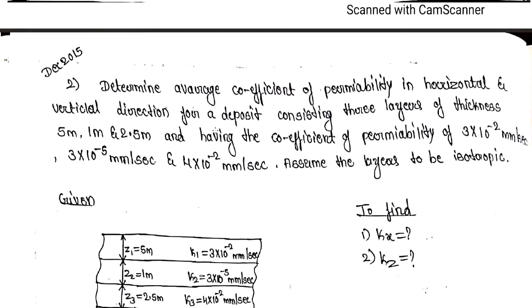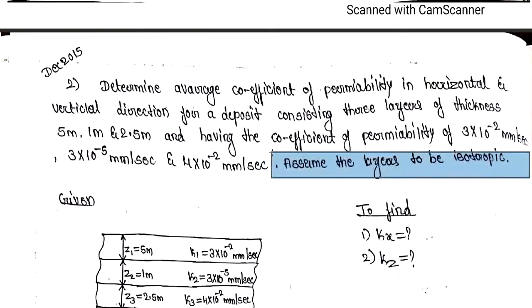In the same way, I am going to solve the example from the 2015 question paper. In which they say: determine the average coefficient of permeability in horizontal and vertical direction for a deposit consisting of three layers. Thicknesses are 5 meter, 1 meter and 2.5 meter, and having coefficient of permeability of 3 into 10 to the power minus 2 mm per second, 3 into 10 to the power minus 5 mm per second and 4 into 10 to the power minus 2 mm per second. Assume layers are isotropic. So don't worry about that.